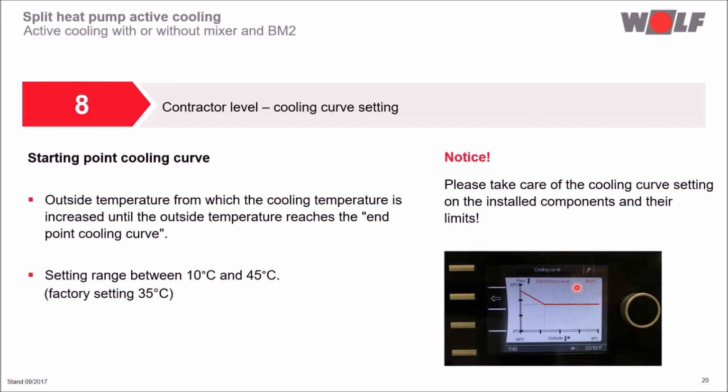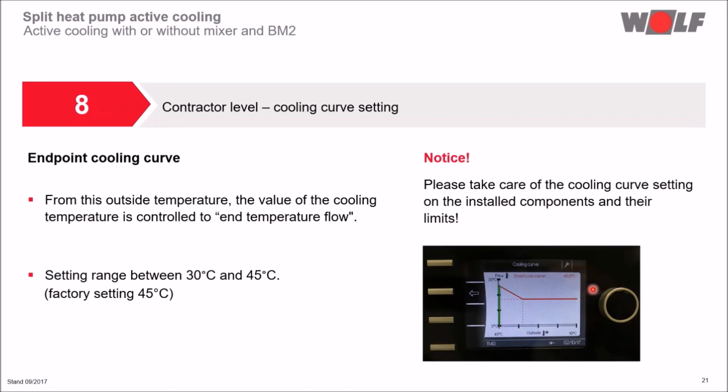In the next step, we set the starting point cooling curve. That's the outside temperature from which the cooling temperature is increased until the outside temperature reaches the end point cooling curve. The setting range is between 10 degrees and 45 degrees. The factory setting is 35 degrees. Please always take care of the cooling curve setting on the installed components and their limits. The value can be changed by turning and pressing the rotary selector.